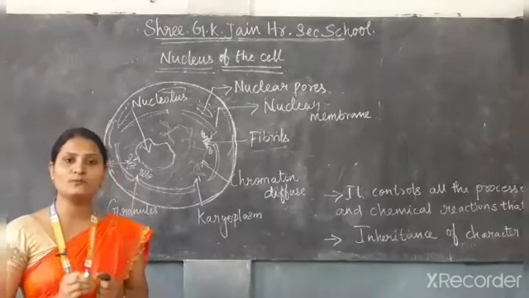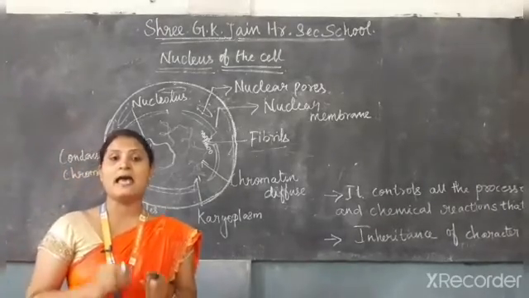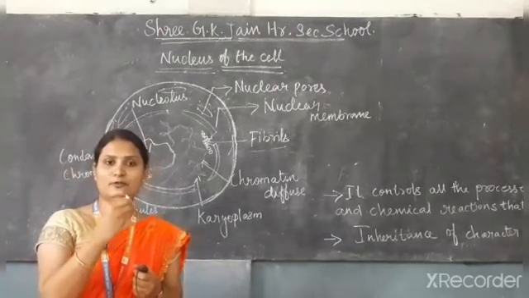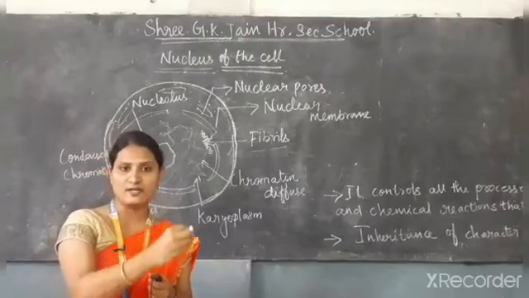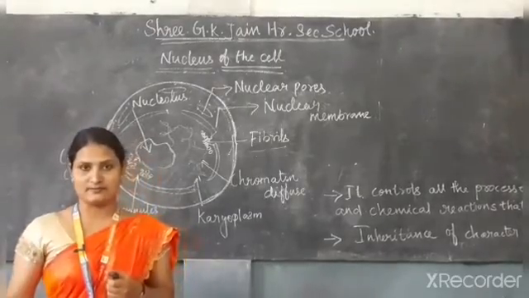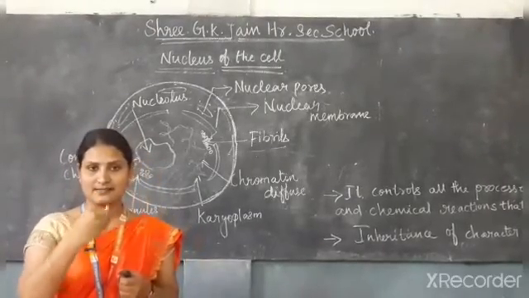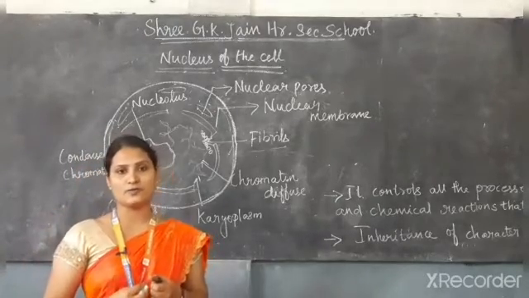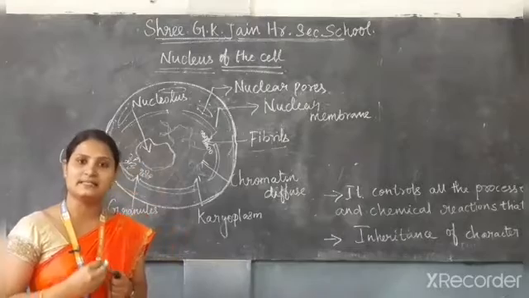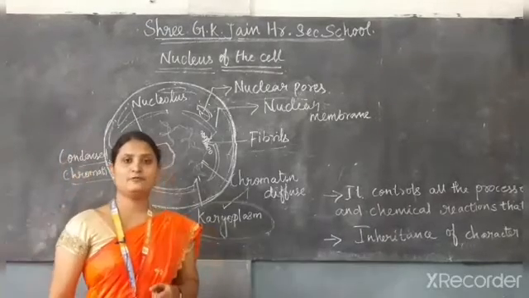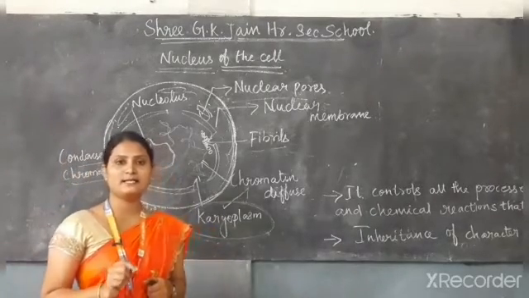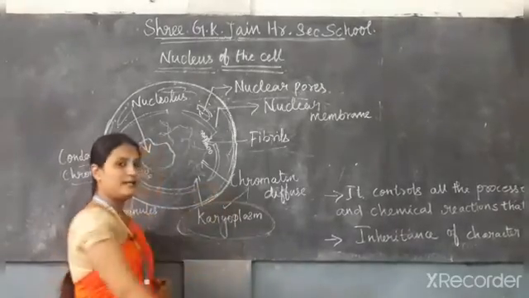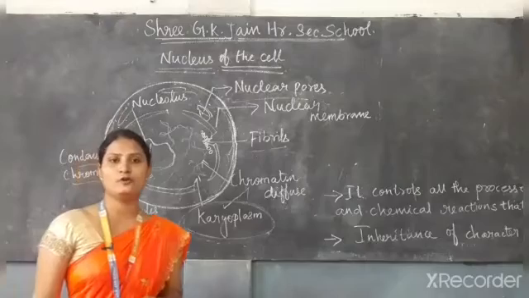The chromosomes are responsible for inheritance. That means inheritance of characteristics from one generation to another generation. The transfer of the characteristics from one generation to another occurs because of the chromosomes present inside the cell. The fluid-like substance present inside the nucleus is called karyoplasm, or it is also called nucleoplasm.